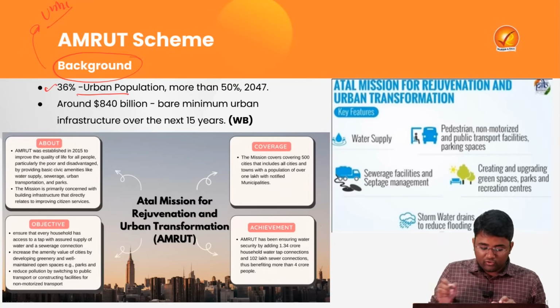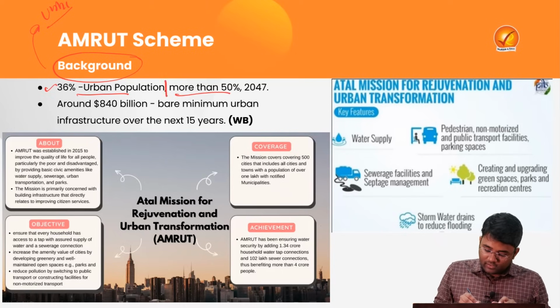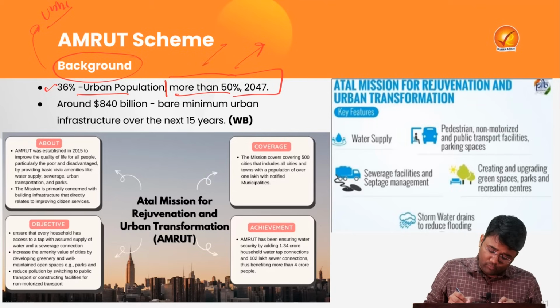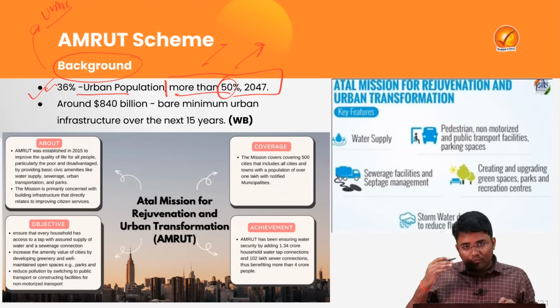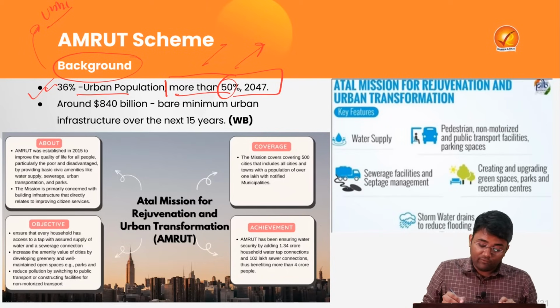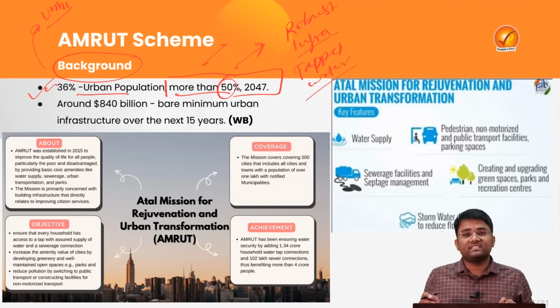Almost 36% of the population lives in different cities of India at present, as per the data of the 2011 census. Now, as per the World Economic Prospects, till the year 2047, this urban population is going to increase from 36% to a level of 50%. Now, when more people will be living in the cities, when the urban population is going to see a rise, there is a need for robust infrastructure, where basic facilities like tapped water and proper sewage facilities are provided to the citizens to have a proper life in the cities.